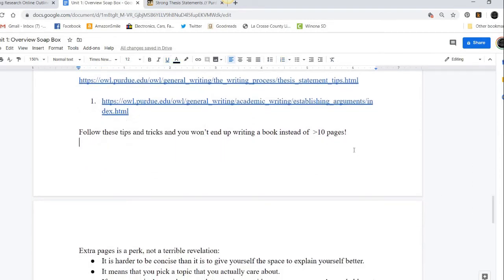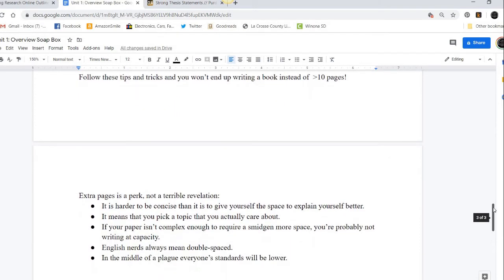I am at this point going to switch to describing the exact assignment that my students and I are going to be working on this semester, but I do have some general pitches. It's that if you follow these tips and tricks to asking yourself complex questions, to focusing on explaining the content so it shows that you understand the information, and to having a really nice thesis statement, that you won't end up writing an entire book.